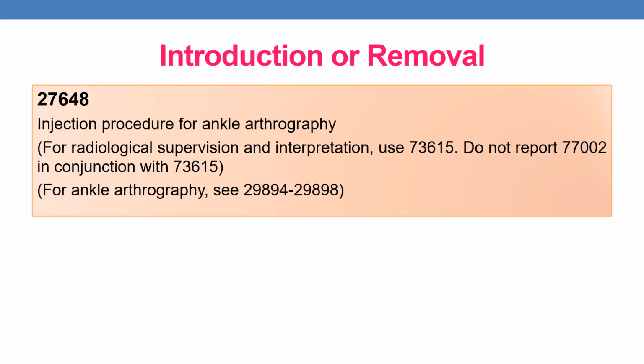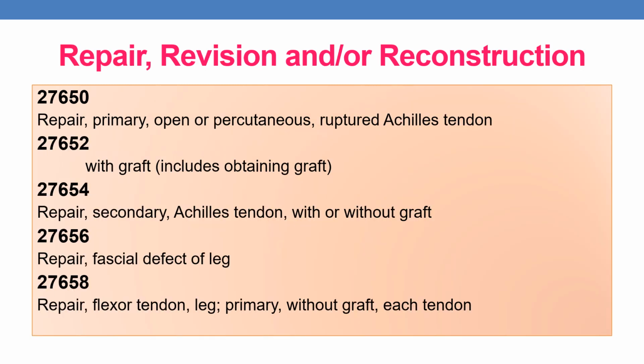Next, coming to introduction or removal, there is only one CPT, 27648. Injection procedure for ankle arthrography. And for radiological supervision and interpretation, use 63615. And do not report 77002 in conjunction with 63615. And for ankle arthrography, see 29894 to 29898.